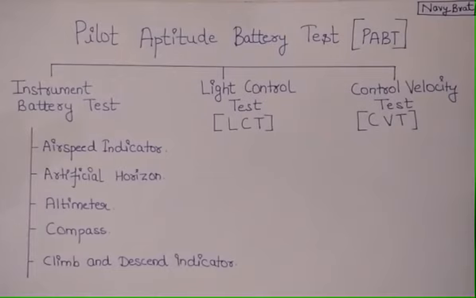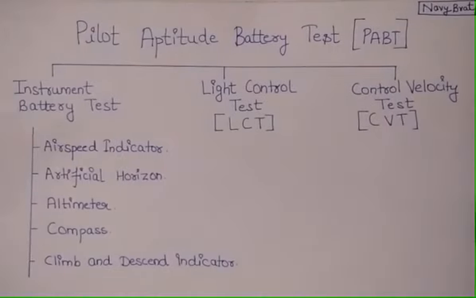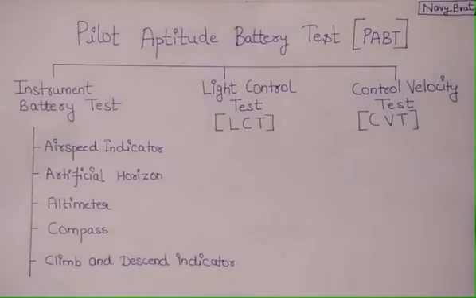So let's start with the airspeed indicator. This indicator is similar to the speedometer in your car or bike. This instrument is used to indicate the speed of the aircraft. Generally the speed of an aircraft is measured in knots. So let's see how it looks.